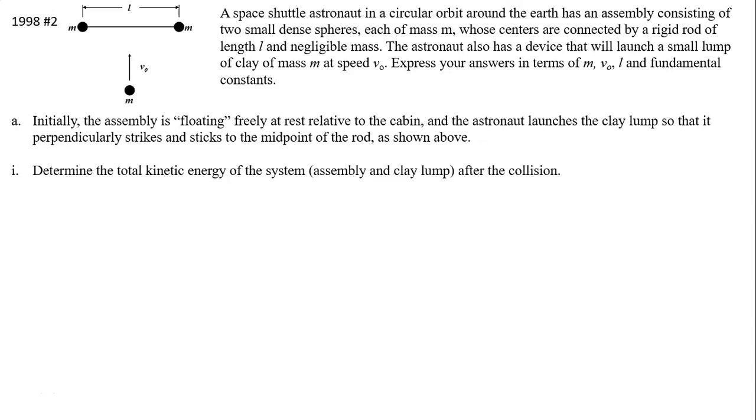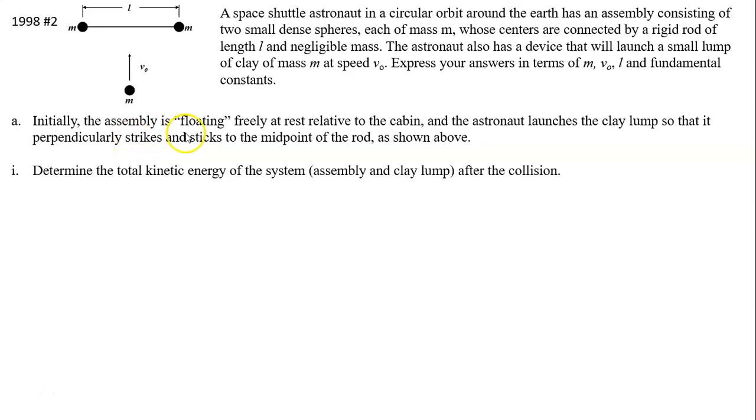A space shuttle astronaut in a circular orbit around Earth has an assembly consisting of two small dense spheres, each of mass m, whose centers are connected by a rigid rod of length L and negligible mass. The astronaut also has a device that will launch a small lump of clay of mass m at speed v0. Express your answers in terms of m, v0, L, and fundamental constants. So here is the setup.